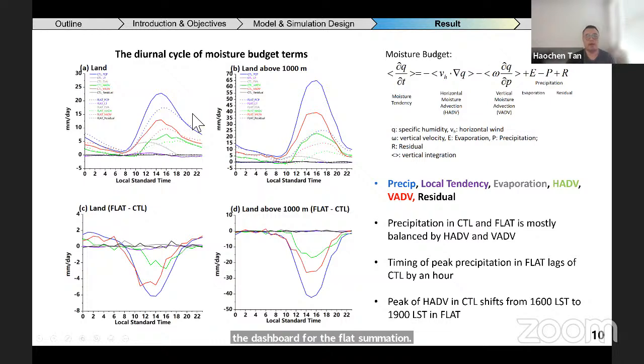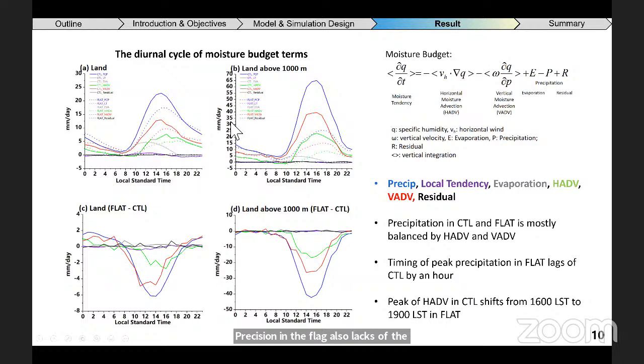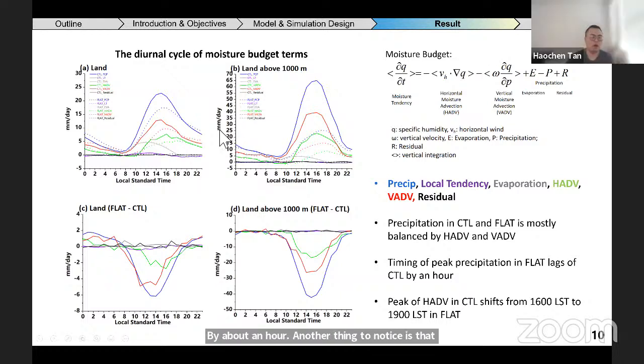The precipitation is mostly balanced by horizontal and vertical moisture advection. In the flat simulation, the amplitude of precipitation decreases along with the decrease of horizontal and vertical moisture advection. The timing of peak precipitation in the flat simulation also lags the control by about an hour. Another thing to notice is that the peak of horizontal moisture advection in the control shifts from 1600 local standard time to 1900 local standard time in the flat simulation.